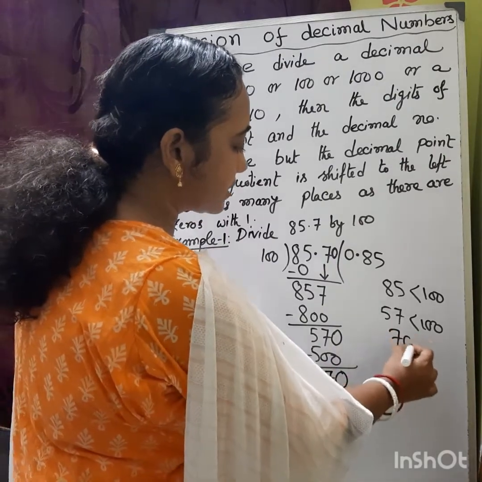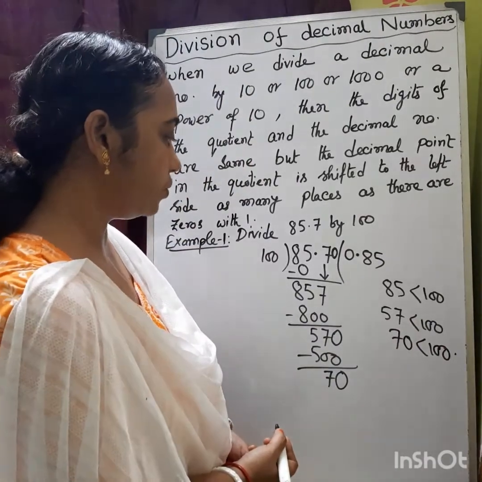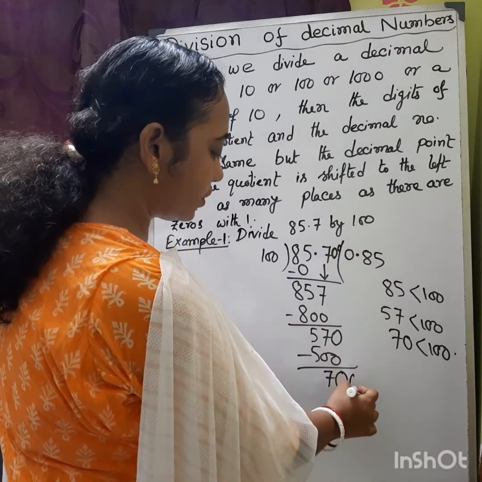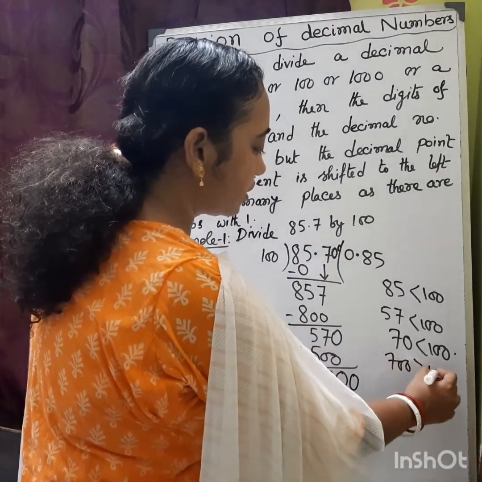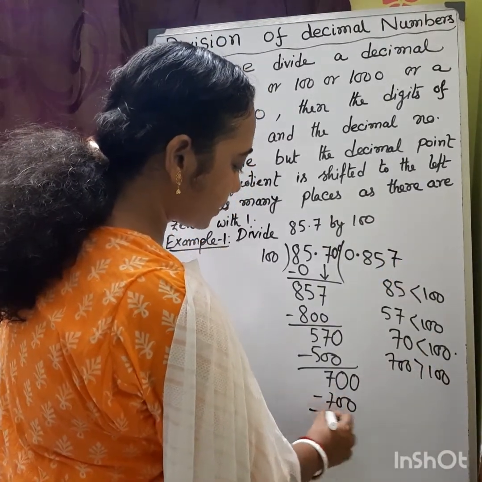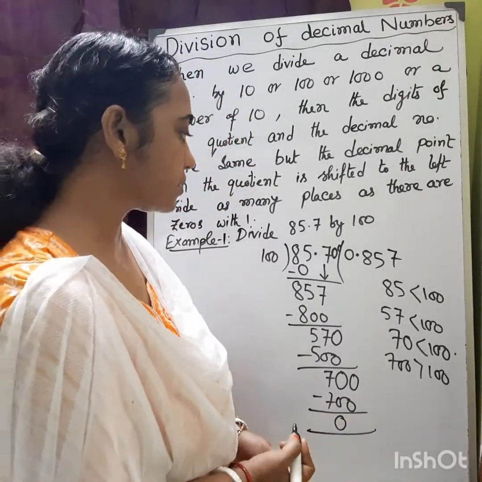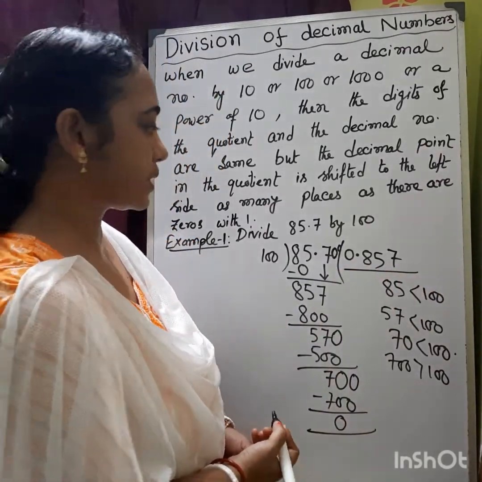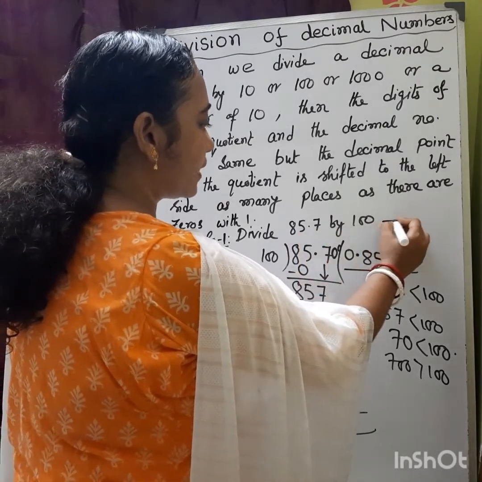Again 70 is less than 100. So in this case, what will we do? We will place one more 0 here, and bring down the 0 into the remainder. So again 700 is greater than 100. So we put 7 here and this becomes 700. Now we subtract them, we get 0. As we get 0, we stop our calculations. So here we are getting the quotient as 0.857.